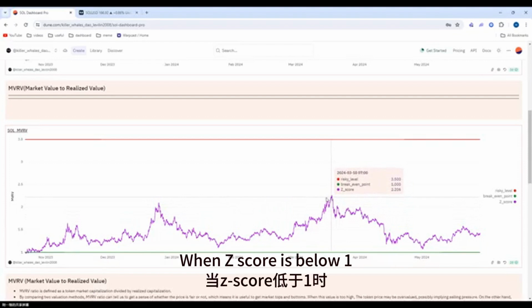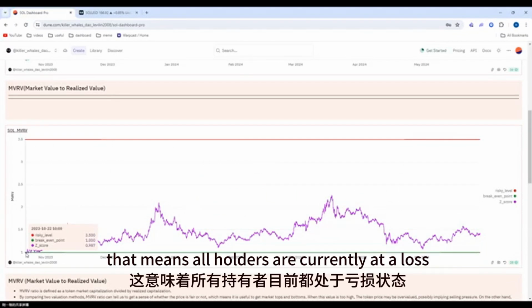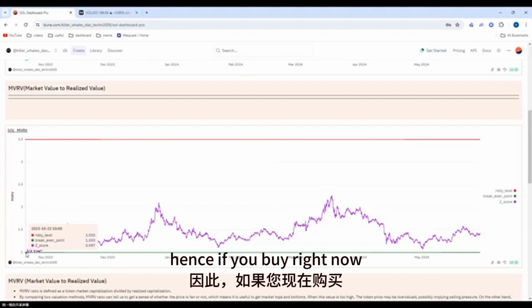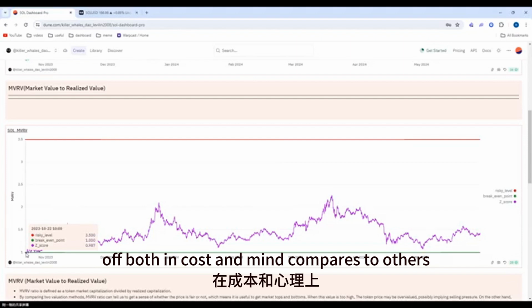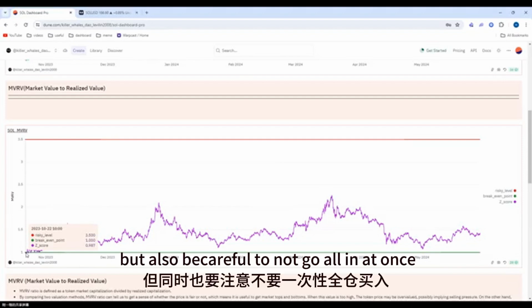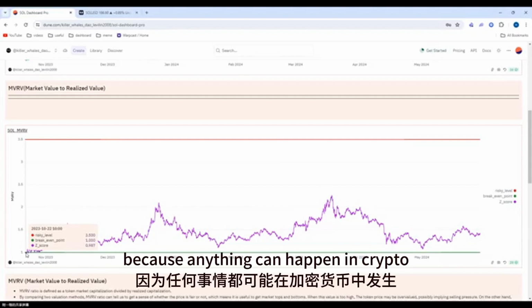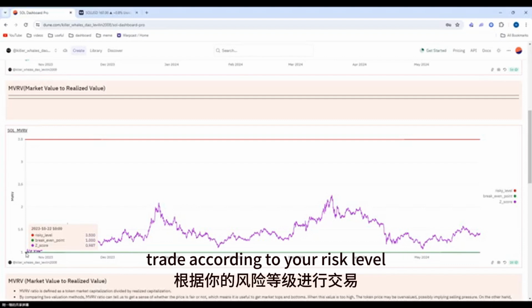When the Z-score is below 1, the green line, which is also the break-even point, that means all holders are currently at a loss. Hence, if you buy right now, you'll be better off both in cost and mind compared to others who are in loss. But also be careful to not go all in at once, because anything can happen in crypto. For example, Solana went from 100 to 8. Trade according to your risk level.